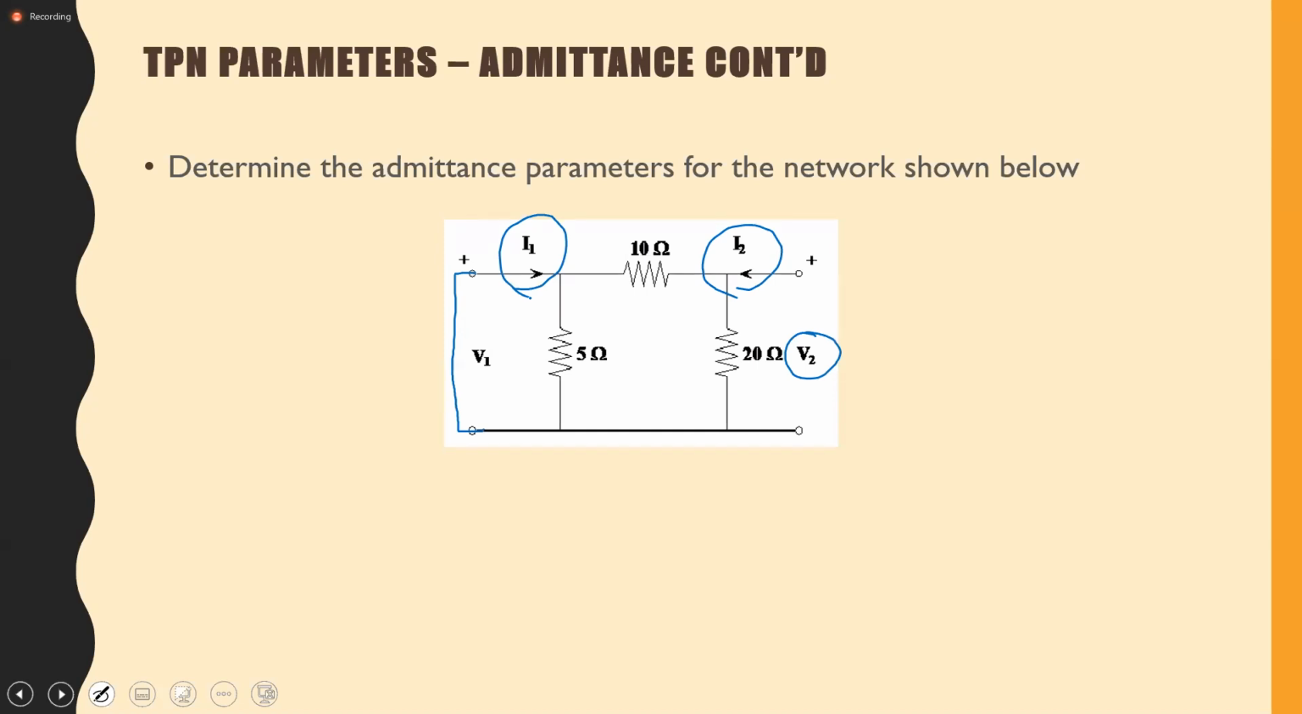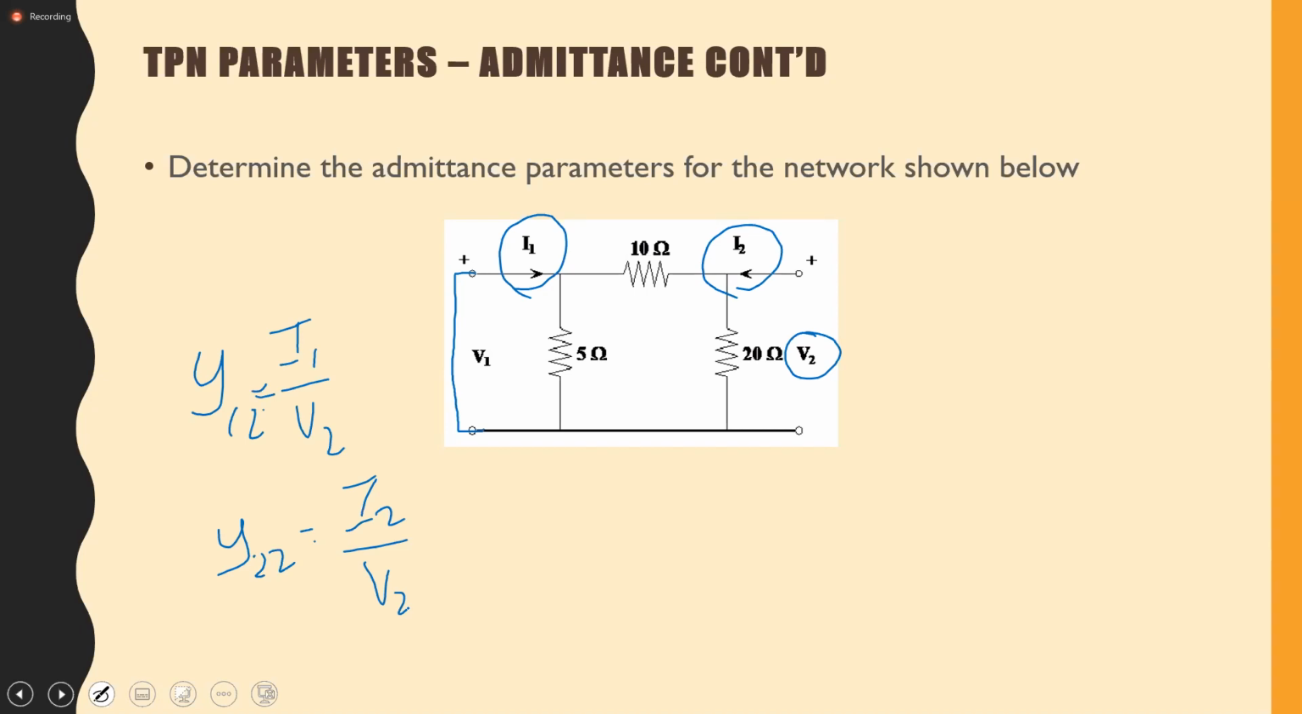Sir, you can get Y12. So I can get Y12, which would be equal to I1 over V2. Which other? Y22, which would be I2 over V2. All right. Excellent.